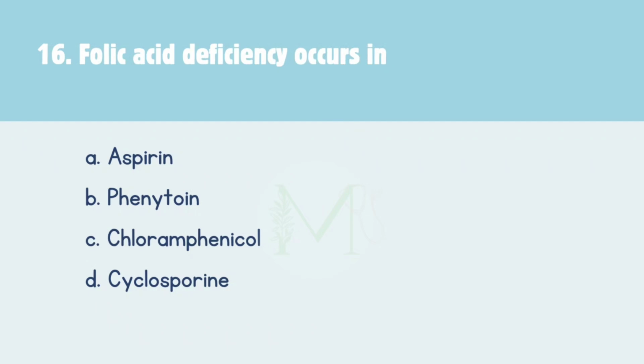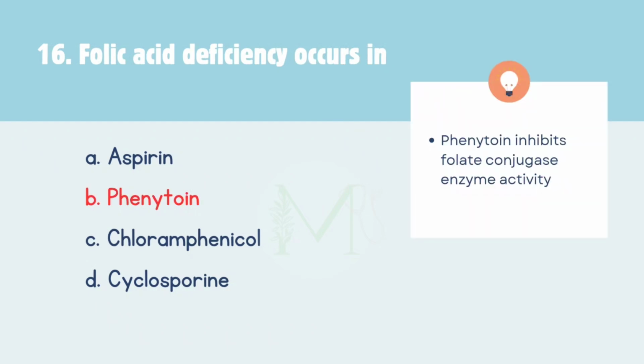What is phenytoin? It is an anticonvulsant which can lead to folic acid deficiency. Phenytoin inhibits folate conjugase enzyme activity and thereby it causes folic acid deficiency. By inhibiting folate conjugase enzyme activity, it interferes with folate absorption in the intestines and alters folate metabolism in the liver. Prolonged use of phenytoin can result in megaloblastic anemia, which is a condition caused by folic acid deficiency characterized by large abnormal RBCs. This is why patients on long-term phenytoin therapy may require folic acid supplementation.